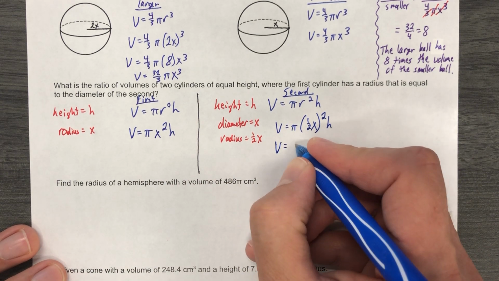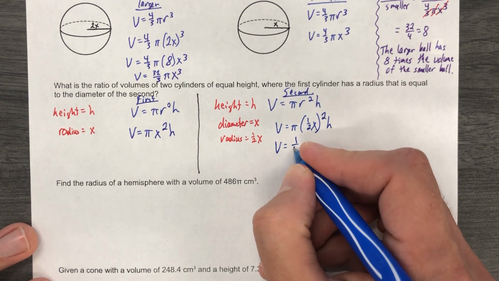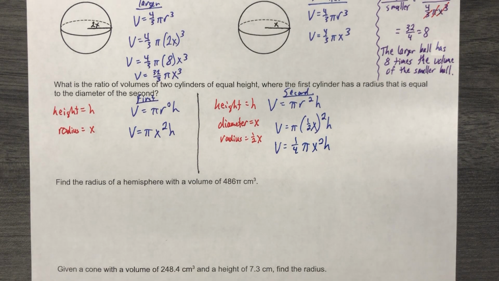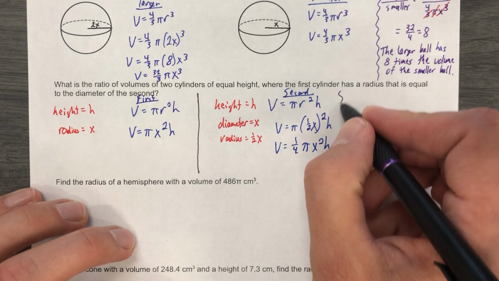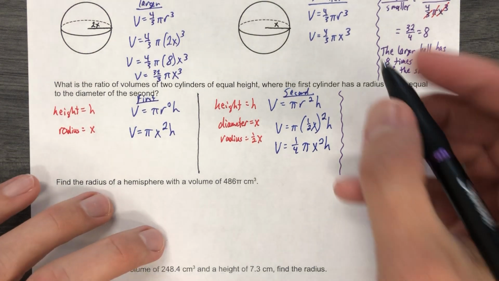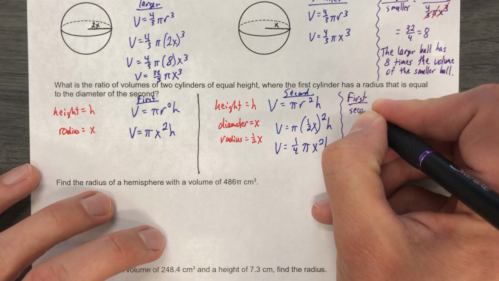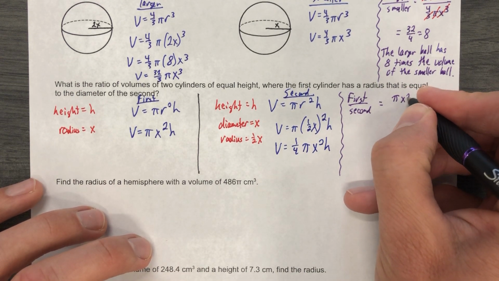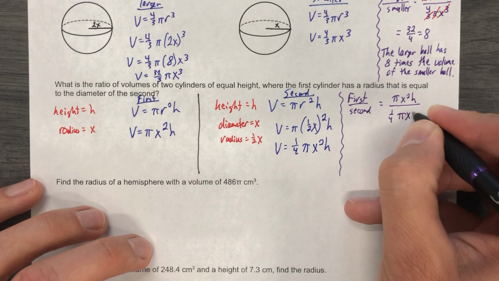This one's going to be, all right, let's just go ahead and do it all in one step. 1/2 squared is 1/4. And then pi, and then x squared h. And now we're going to find the ratio of the two. And I'm going to just do first divided by second. They didn't say that, but that's just what I'm going to do. So first divided by second is going to give me pi x squared h over 1/4 pi x squared h.